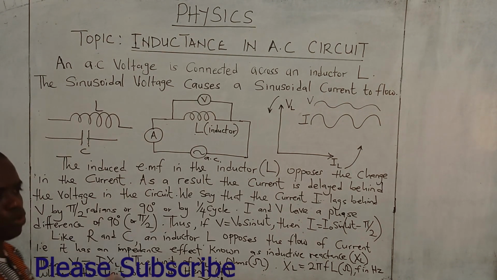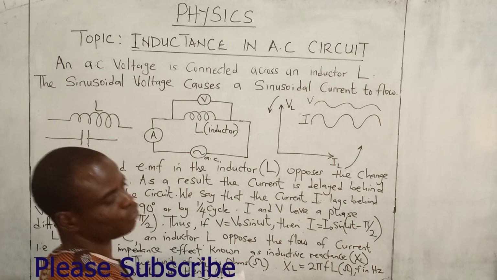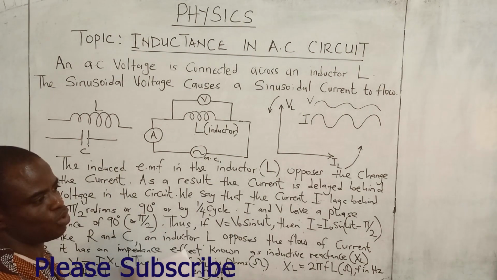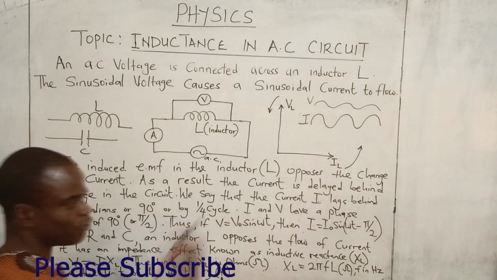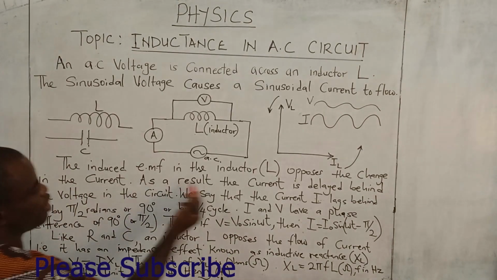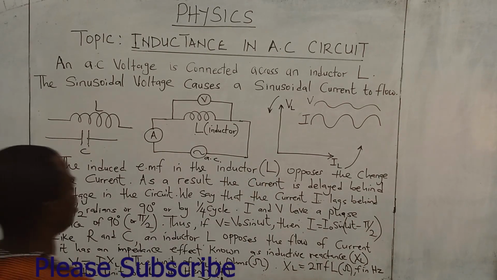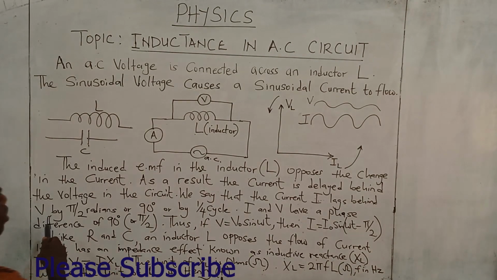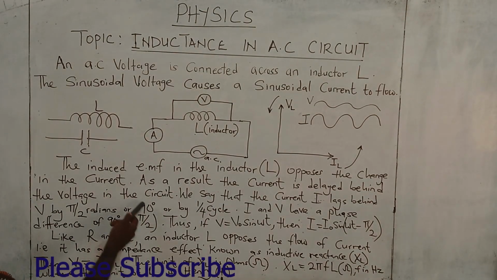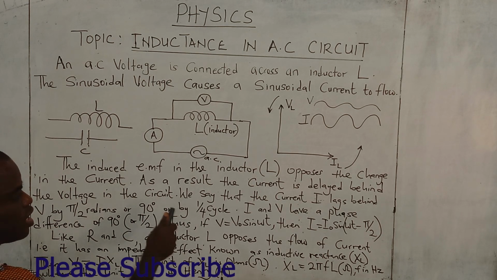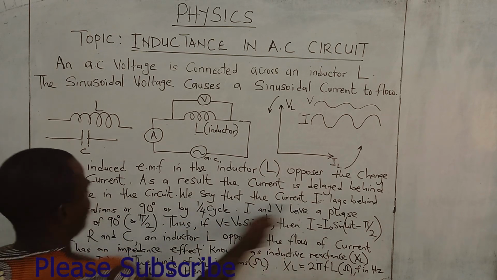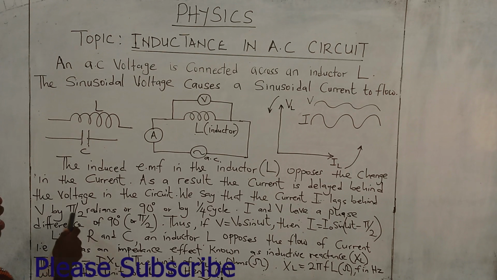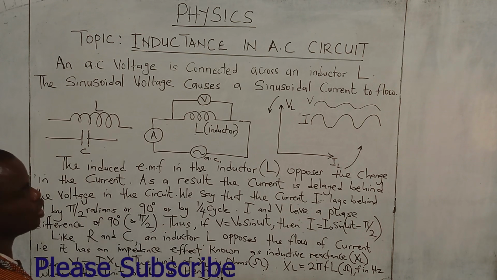Now, the induced EMF in the inductor opposes the change in the current. The current wants to behave as if to reverse the flow as it's moving, but the EMF in the inductor opposes the change. As a result, the current is delayed by 90 degrees. The current is delayed behind the voltage in the circuit. We say that the current I lags behind V by pi over 2 radians. Pi is 180, divided by 2, that's 90 degrees, or 1/4 of a circle.